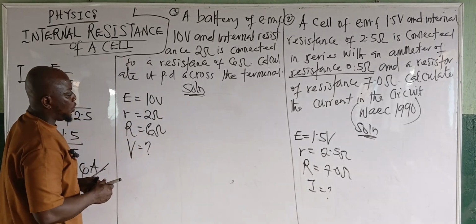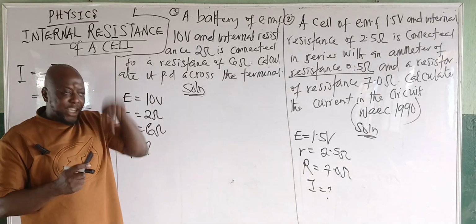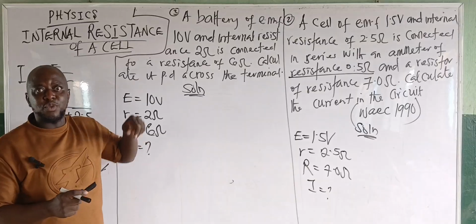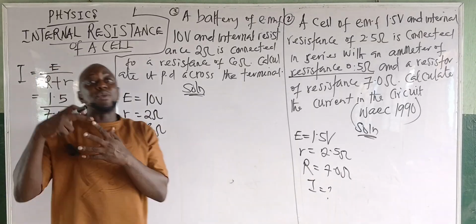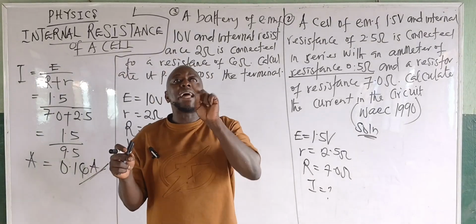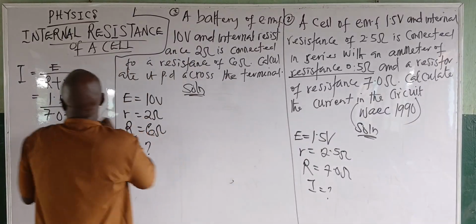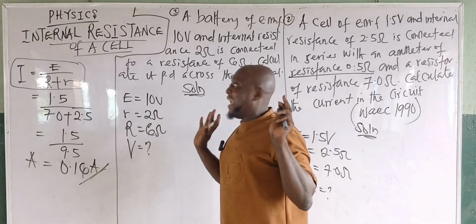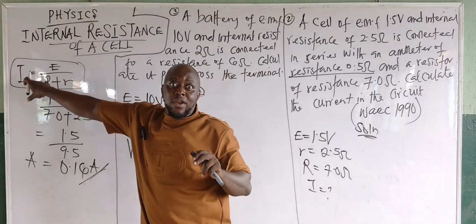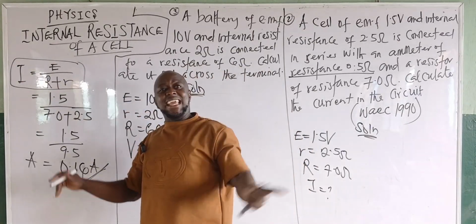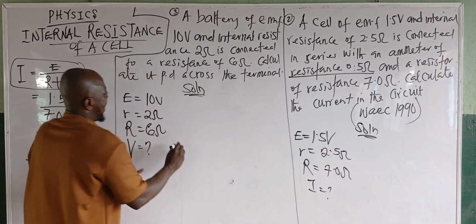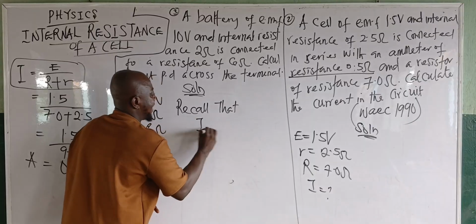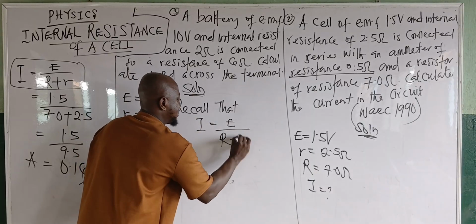So what do we know going forward here? We are going to first of all calculate current before we now calculate V. Remember the formulas I gave to you. In this case, anytime you have to calculate potential difference, PD, which is your V, know that they're asking you to use this formula first, and then use Ohm's law formula. That's how it is. Whenever you have to calculate PD, solve for current first, also whatever is given here, and then you now use Ohm's law. So let's go ahead. First, we say recall that my current becomes E over R plus r.